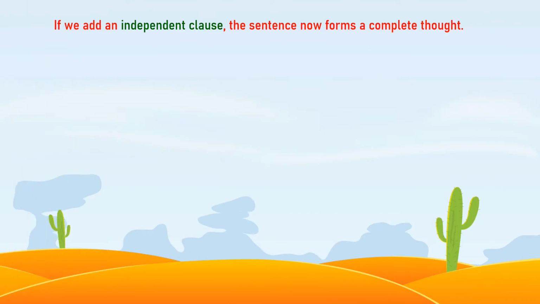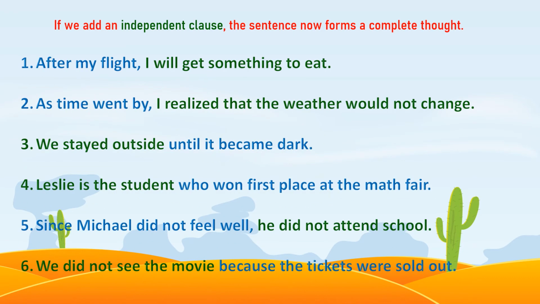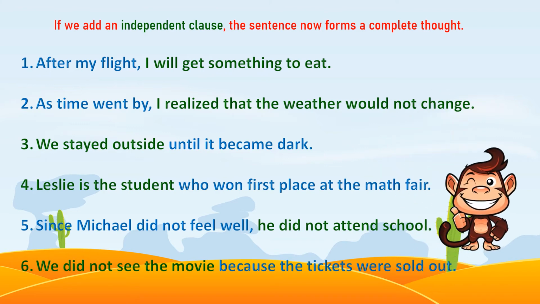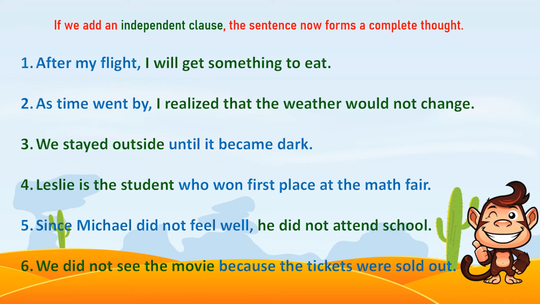However, if we add an independent clause, we now have a sentence that forms a complete thought. After my flight, I will get something to eat. As time went by, I realized that the weather would not change. We stayed outside until it became dark. Leslie is the student who won first place at the math fair. Since Michael did not feel well, he did not attend school. We did not see the movie because the tickets were sold out.